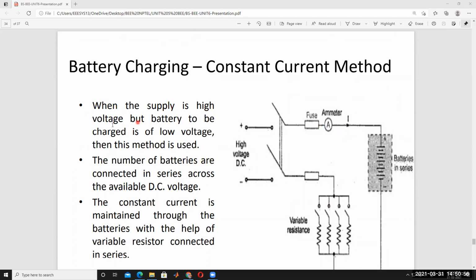Okay, when the supply is high voltage, but the battery to be charged is of a low voltage.